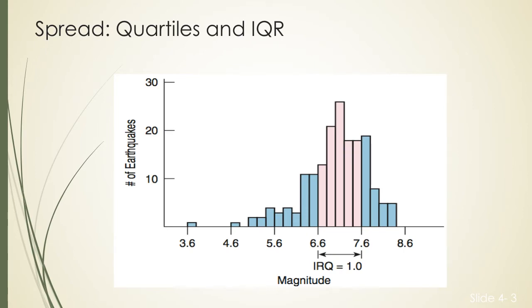Here's a visual representation of these ideas, using the earthquake data we saw earlier. For this data, Q1 is 6.6, meaning that 25% of earthquakes have a magnitude less than 6.6, and 75% have a magnitude greater than 6.6. So the blue area on the left represents 25% of the area in the histogram. Q3 is 7.6. Then 50% of the area of the histogram is between 6.6 and 7.6. We get an IQR of 1, reflecting that the middle 50% of earthquake magnitudes differ in magnitude by no more than 1.